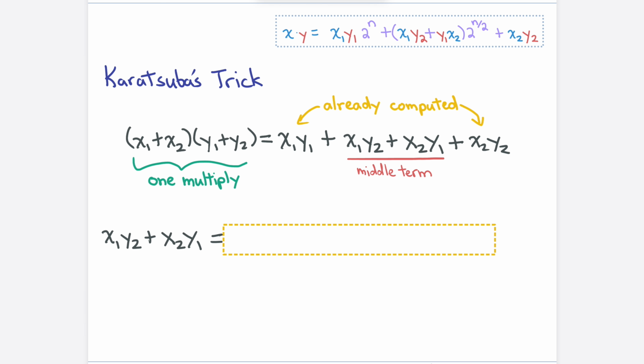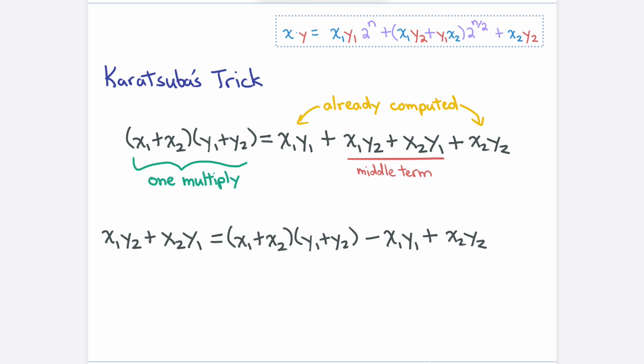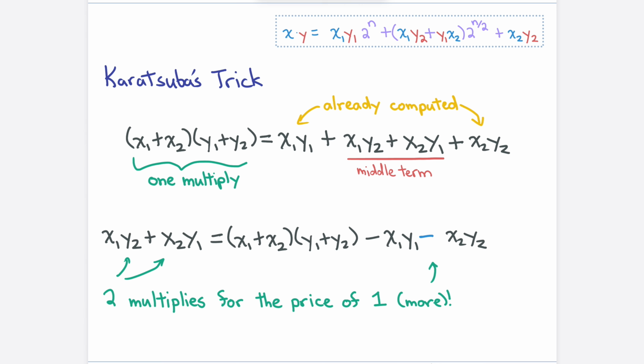Yeah, so we can rewrite something like this. We can get the middle term by multiplying this mysterious sum, x1 plus x2, which is not x, just something. We can multiply them together and then subtract out what we were going to multiply anyway. Okay, a very cute, simple trick. But the nice thing is that you're getting the whole cross term for the price of just one more multiplication.